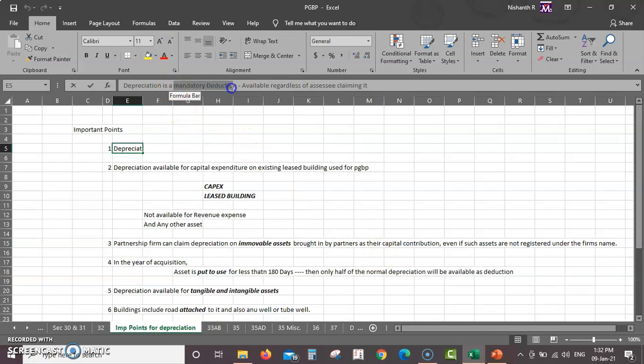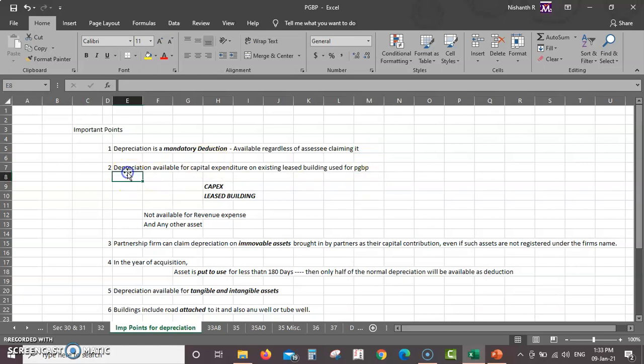What it means by that is, this is a deduction the assessee has to take while computing taxable income regardless of him claiming it. So if it's not in your books of accounts, not a worry. You can take depreciation as per Income Tax Act for computing your taxable income. It is compulsory that you take depreciation.